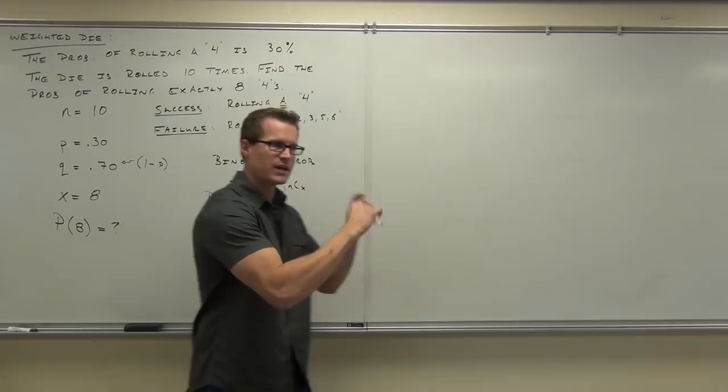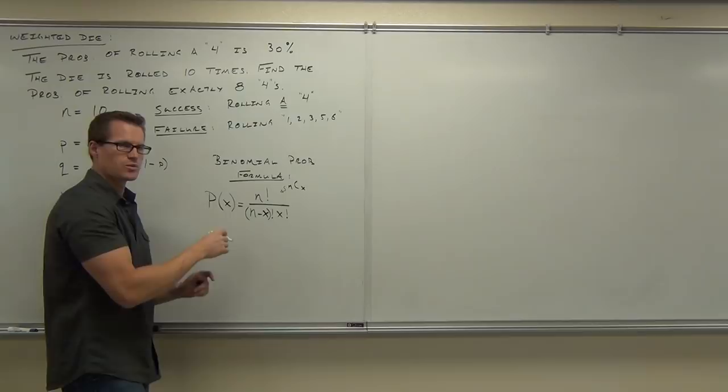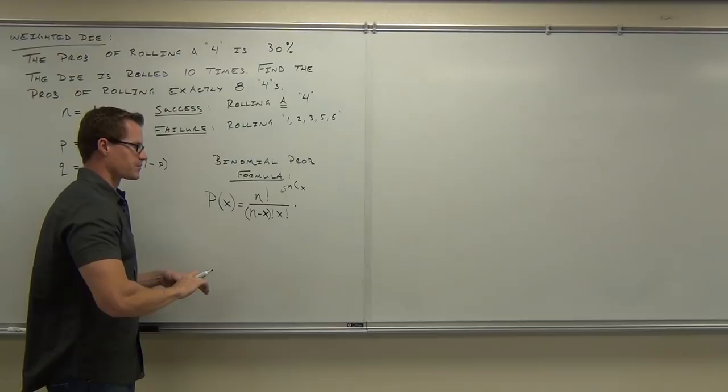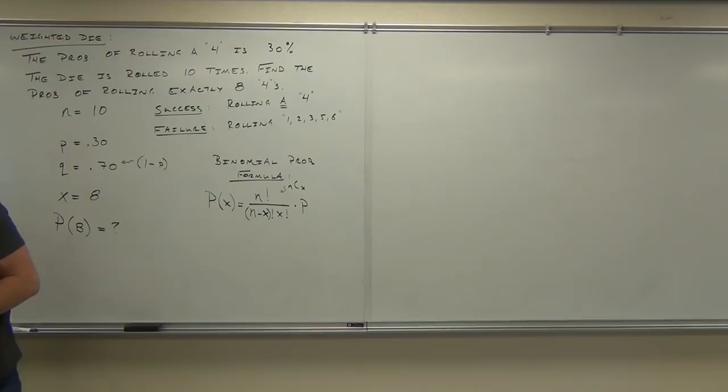So we're taking each of those combinations. We're not done with the formula, though. What we do now is multiply all those successes times the probability of success for each one. That means to the x power.